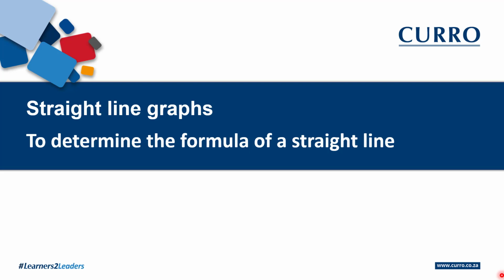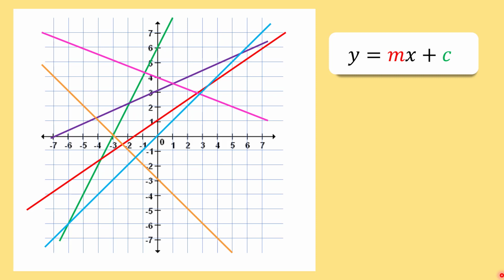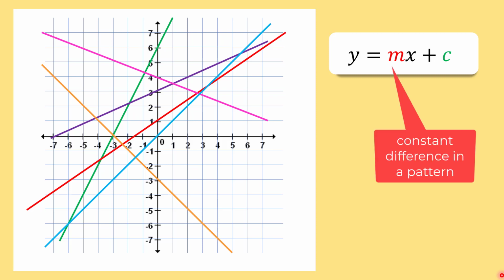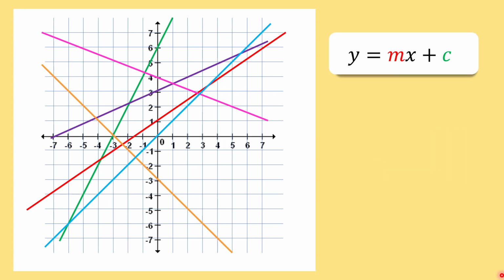Straight line graphs to determine the formula of a straight line. The general formula is y is mx plus c. Now the x and the y, they are the variables. X will be the input number and y will be the output number. M is the gradient or the slope of the line. And c is the y-intercept.